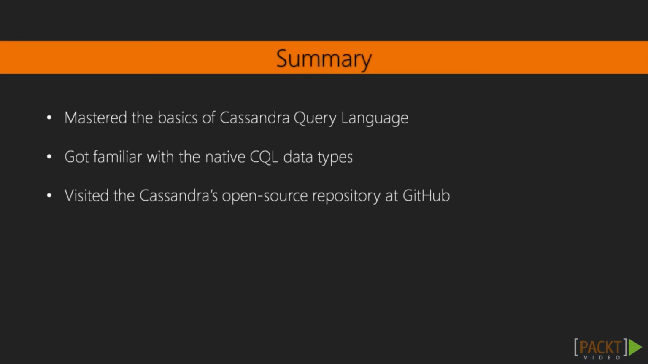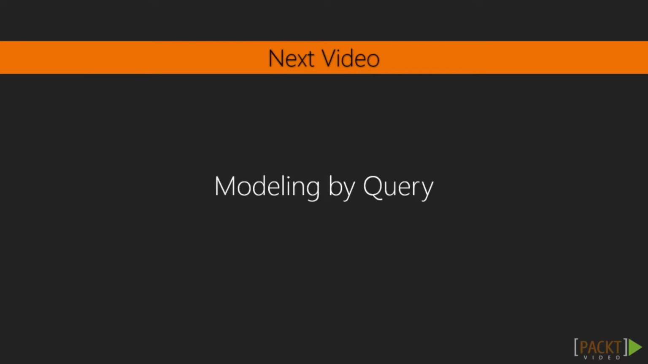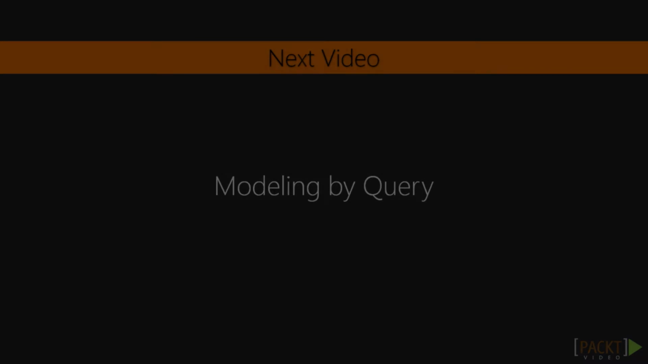We've learned the basics of CQL, which offers a SQL-like language to implement a data model and manipulate the data inside. We created a keyspace using CQLSH. Then we touched on the native data types. We also visited Cassandra's GitHub project to have a peek at the source code of the native data types. In the next video, we'll look into modeling by query.